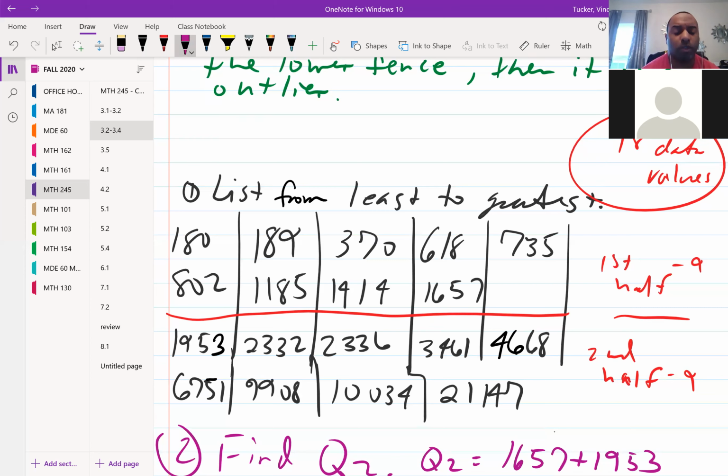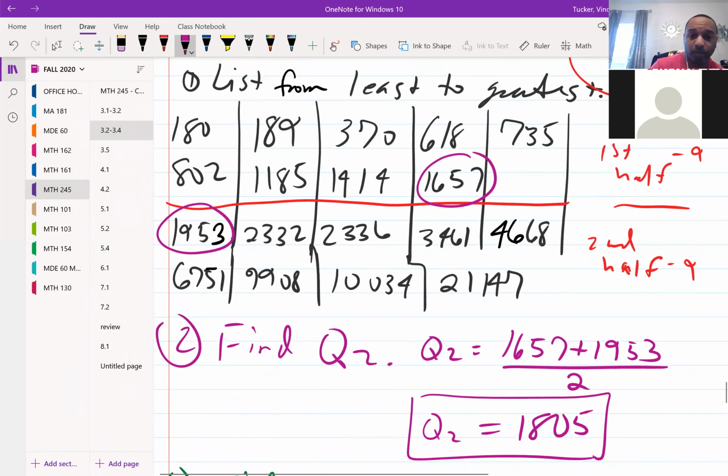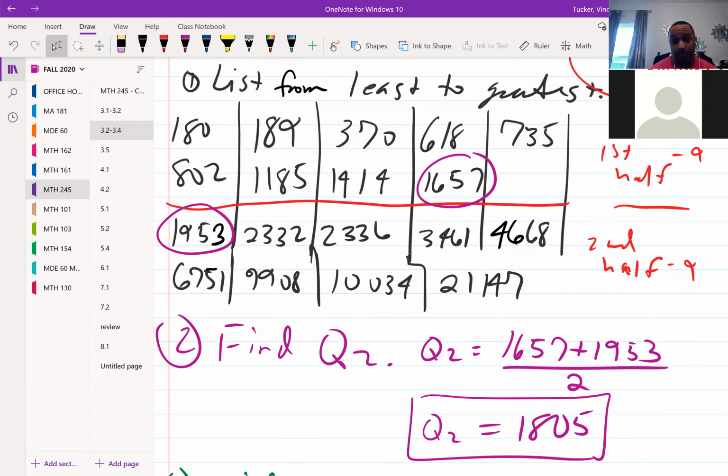All right. So now the first step, well, that was the first step. Second step is to find Q2. Now, Q2 is going to be the median of the whole data set. And notice we have 18 data values. So don't forget when you're trying to find the median, if you have an even number of data values, what you do is you take the 2 middle values, add them together and divide by 2. So there goes Q2. We took 1657 plus 1953 and divided by 2, which is 1805.